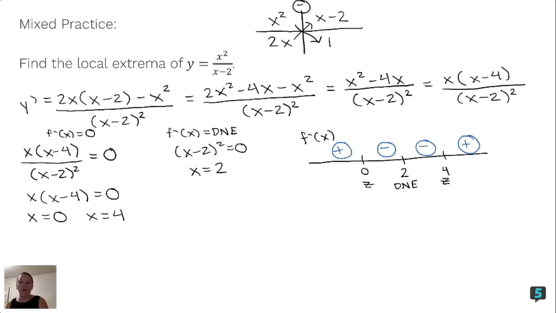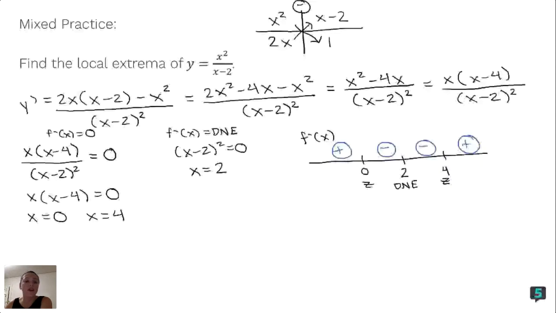Okay, so we've got to answer our question now. We know that f prime of x is positive from negative infinity to 0 and 4 to infinity. We know that f prime of x is negative from 0 to 2 and 2 to 4. And all that translates to the fact that f of x is increasing from negative infinity to 0 and 4 to infinity, and that f of x is decreasing from 0 to 2 and 2 to 4.